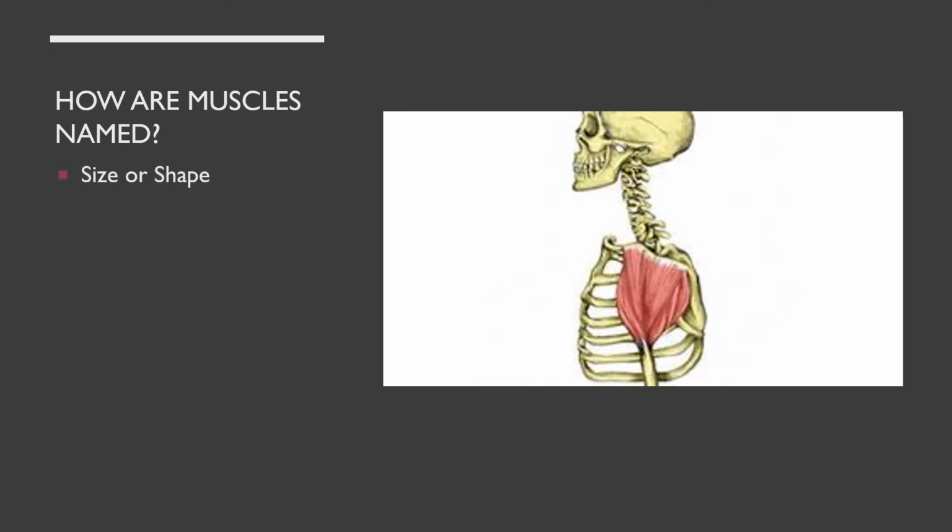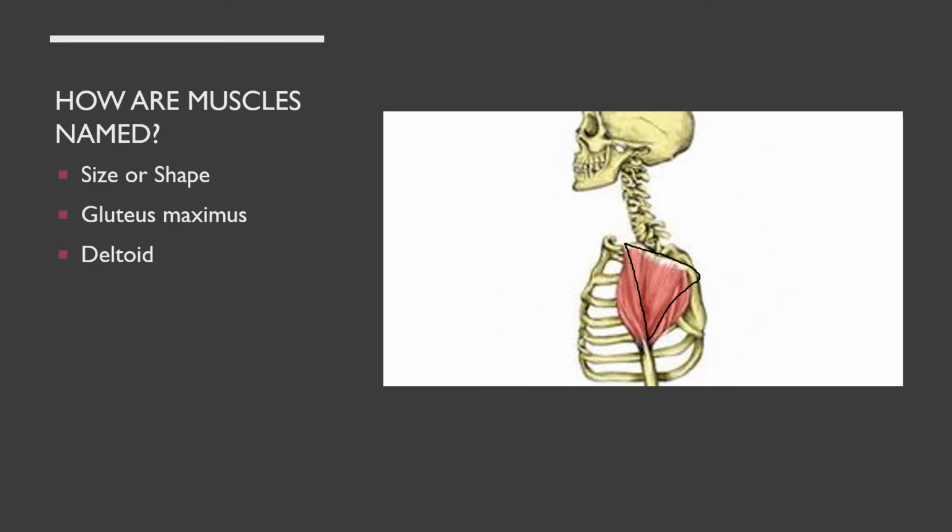Another way we name muscles is sometimes by their size or their shape. What you're looking at here is a picture of the muscle that comes over the shoulder. This particular muscle is called the deltoid. And the deltoid muscle is shaped like a delta, which is a triangle. Therefore, it's called a deltoid.